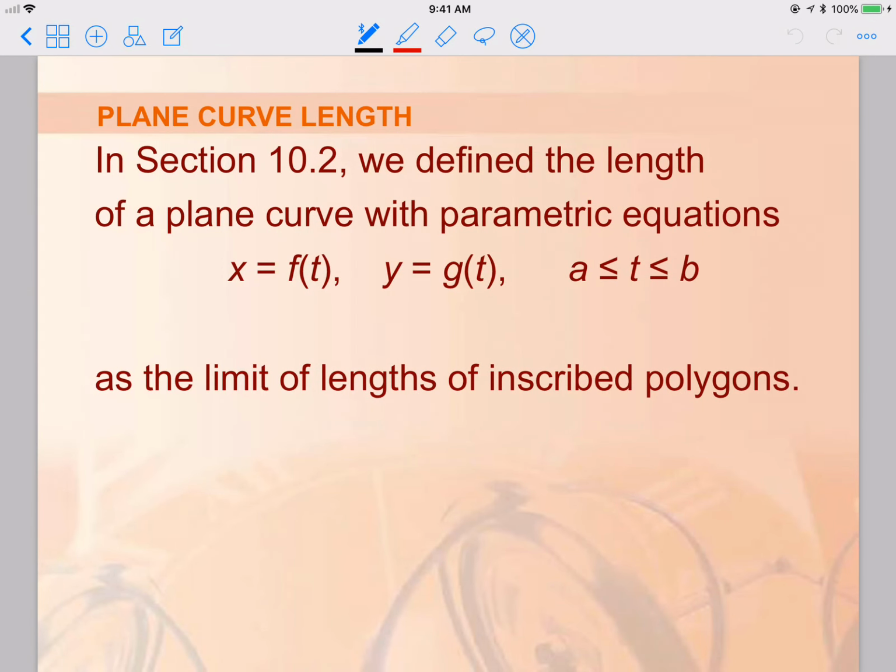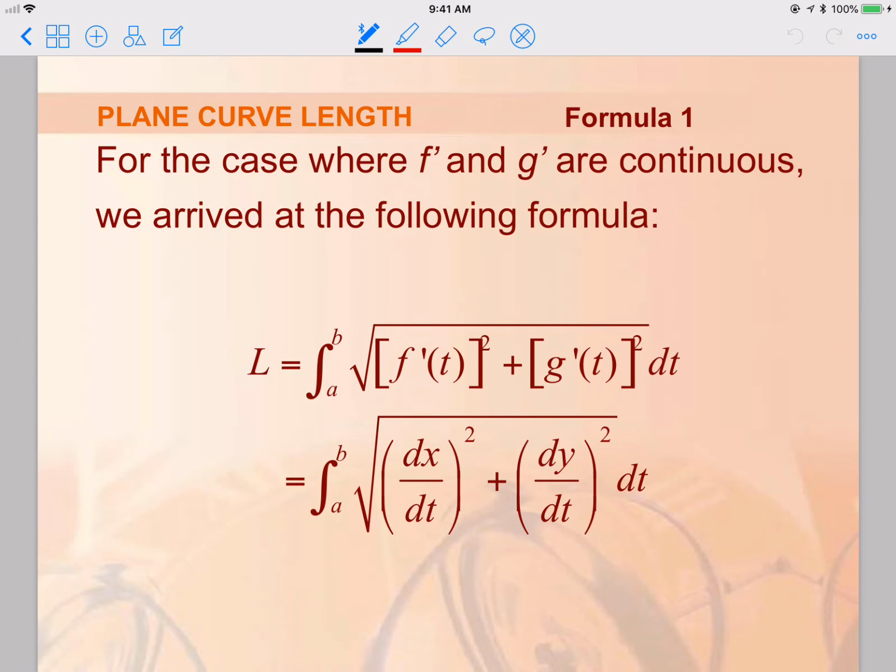So, as a reminder, this would have been back in Math 3B, right? You define the length of a plane curve, remember, plane is a two-dimensional curve with parametric equations, as the limit of the lengths of inscribed polygons. Okay, and our formula was the integral from a to b of the square root of the derivative of x squared plus the derivative of y squared.